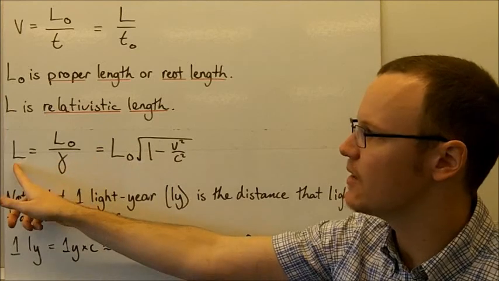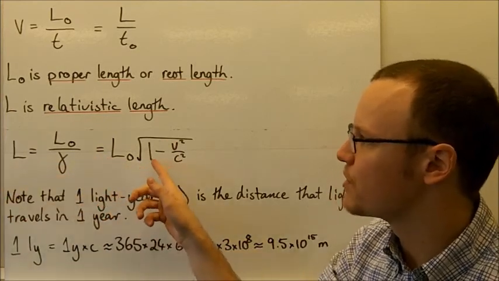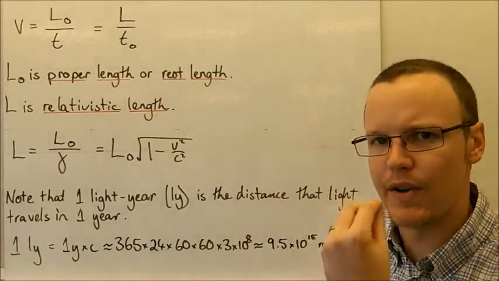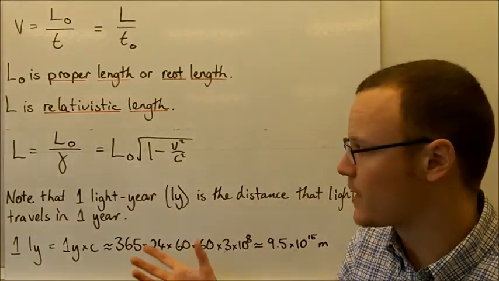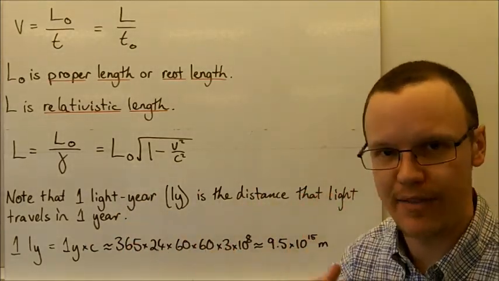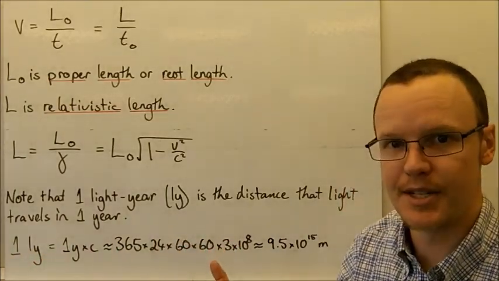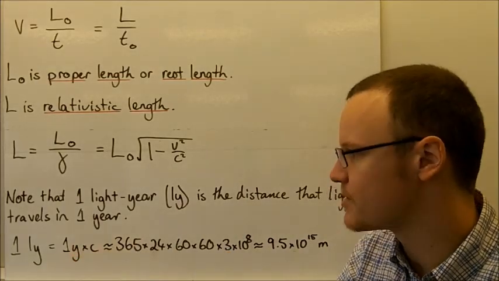So that means that L is equal to L0 multiplied by the square root of 1 minus v squared on c squared. Just a note on distances. The definition for 1 light year is the distance that light travels in a year. So 1 light year is a distance, so it's velocity times time. So here, 1 year times the speed of light.